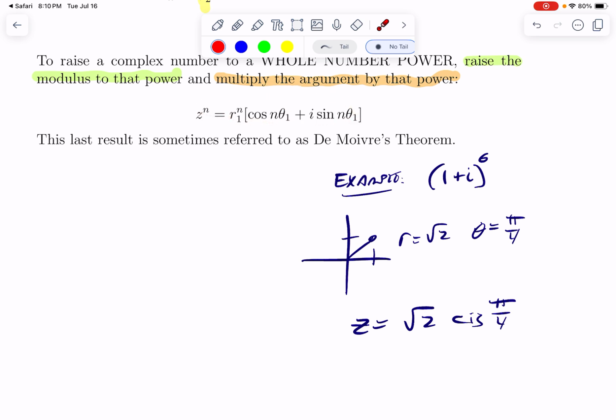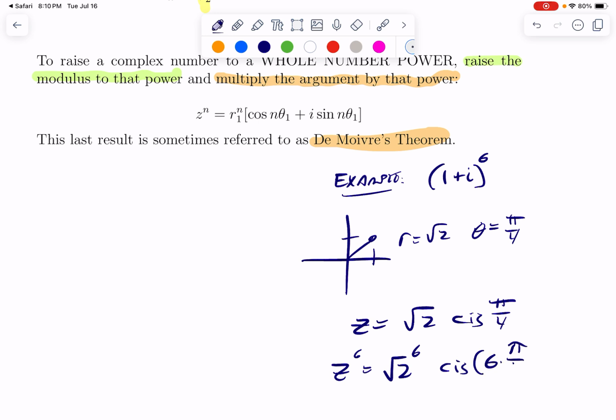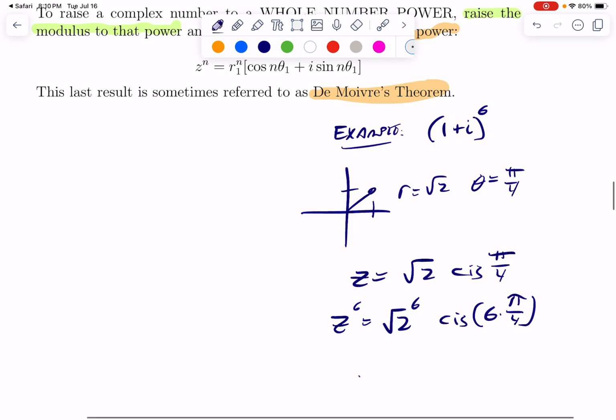This result, which is sometimes referred to as de Moivre's theorem, says if I want to raise this to the 6th power and I have it in polar form, I'm just going to take this modulus and raise it to the 6th power, and I'm going to take this argument and multiply it by 6. So root 2 to the 6th power is 2 to the 3rd, which is 8, cis 3 pi over 2.